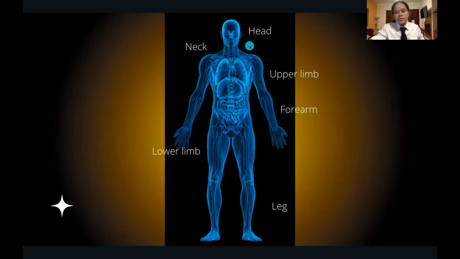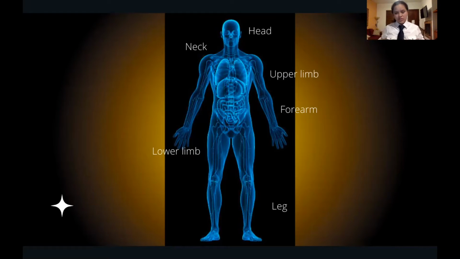In the superior part, as we can see, we have the head. We have the skull. Inside the skull, we have the brain, and we have the eyes, the nose, the mouth, the cheeks, the chin, the forehead, etc. Then on the inferior part of the head, we have the neck, which is the one that connects the head to the trunk.